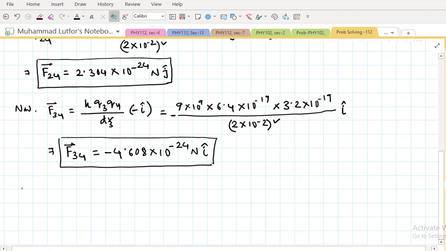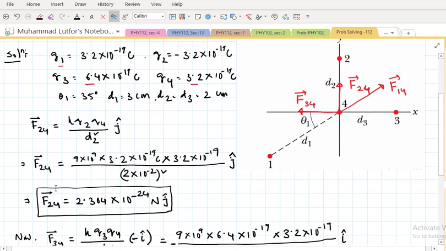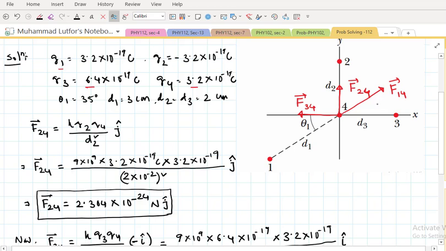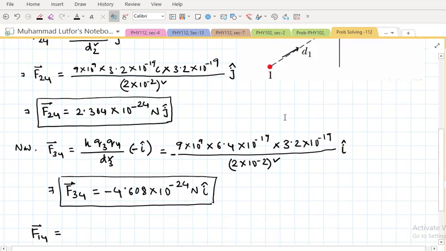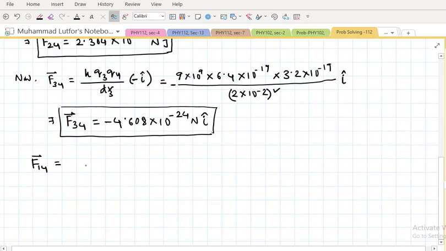F14 I can find out, which would be basically toward that direction. So the direction of this one I have to find out. I can say the unit vector will be towards that direction, which will be the D1 hat. I will use it in that form.